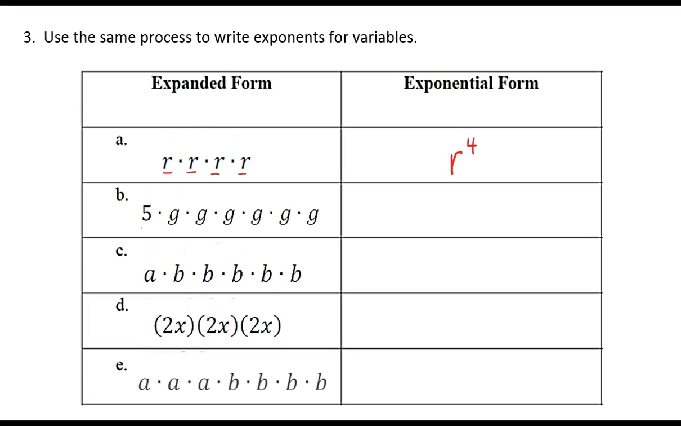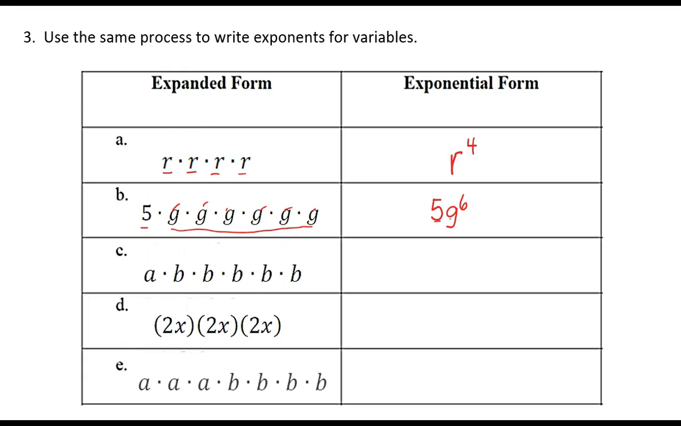In question B, I have the number 5, and then I have a series of g's, or the variable g, that I'm multiplying. I cannot combine the 5 with the g, so I have to keep them separate. So we're going to multiply 5 times g to the 1, 2, 3, 4, 5, 6 to the 6th power. So 5 times g to the 6th power is the exponential form. Remember, when we have a number right next to the variable, that means that we're multiplying those. We don't need to put the dot in between those to show multiplication.